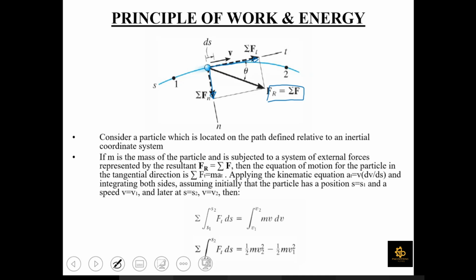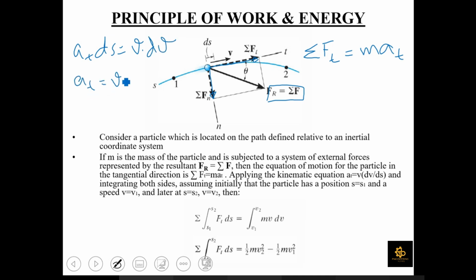If m is the mass of the particle and it is subjected to a system of external forces represented here as Fr equal to summation F, then the equation of motion for the particle along the tangential axis can be written, as we have discussed earlier in the previous chapter, as summation Ft equal to mat. Now from kinematics of a particle in terms of its normal and tangential coordinate system, we know that at ds is basically equal to v dv. So we can write at to be equal to v dv over ds.